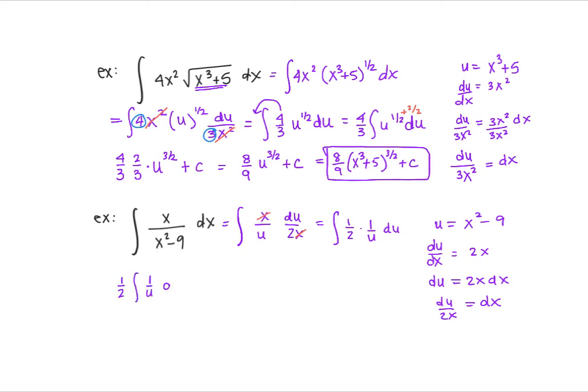1 over u du, and we're going to use our integration rules. We know the integral of 1 over u is natural log of u, so this is 1/2 natural log of u plus c, and the last thing I'm going to do is plug back in. 1/2 natural log of x squared minus 9 plus c.